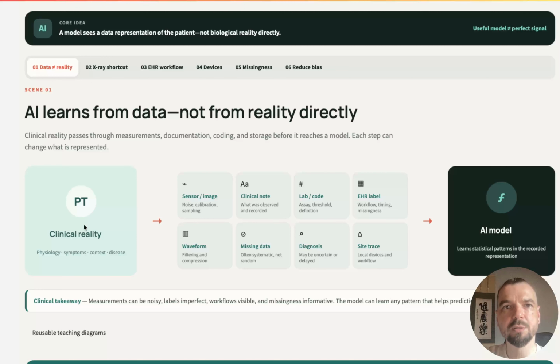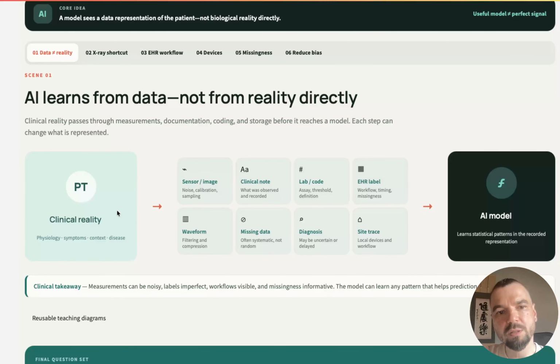So why does bias happen in AI models? The main reason is that AI learns from data. We discussed it, and we have a special video about how AI sees the patient through data, and why it can be not optimal, but we don't have another choice.